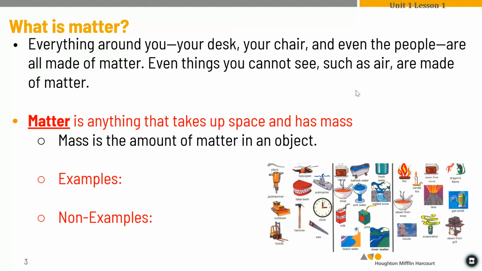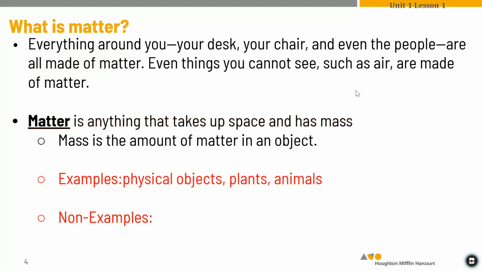I think it's easier to figure out what matter is and isn't by using examples and non-examples. So some examples of matter include physical objects, plants, animals, a coffee table, pen, pencil, hair, nails, a cat, a dog. Those are all examples of matter. Some non-examples of matter include thoughts, hopes, dreams, non-physical objects.